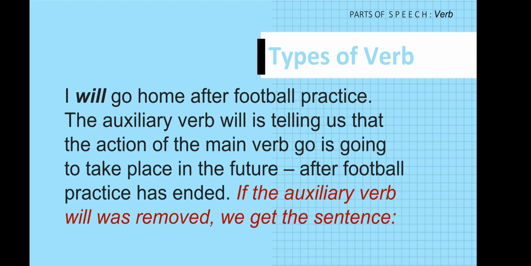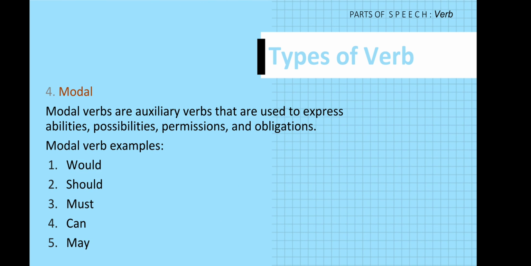So, I will go home after football practice. So, the auxiliary verb here, will, is telling us that the action of the main verb, go, is going to take place in the future, after football practice has ended. So, if the auxiliary verb, will, was removed, we get a sentence that still makes sense, right?